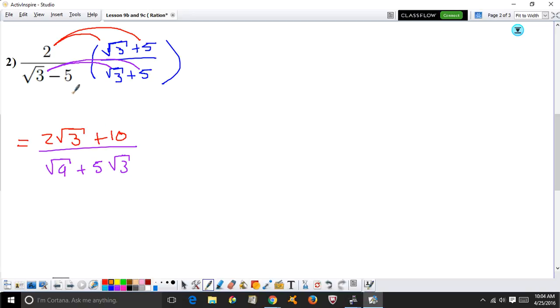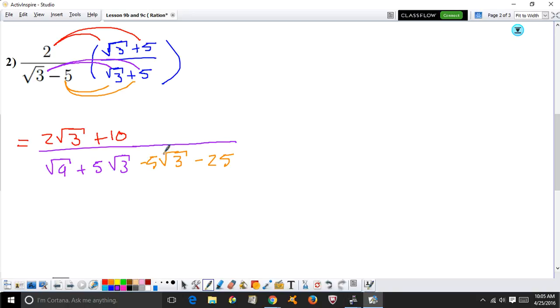But now let's do it in orange. Negative 5 times square root of 3. That's negative 5 square root of 3. And negative 5 times 5. That's negative 25. Okay. So now we have this.